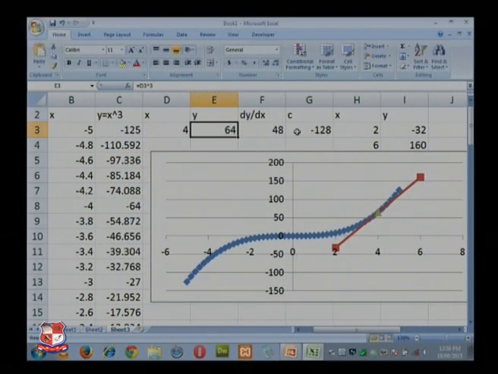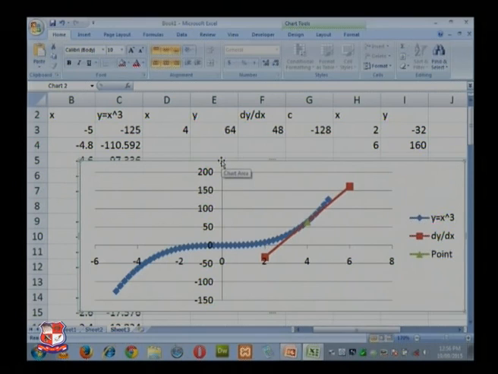From these two we can calculate c, the y intercept, and then we can take any arbitrary values. I have taken 2 points above and 2 points below that 4. So 2 to 6 I have taken, and it has automatically given these values, and this red line is the slope line. You can draw any graph and see the tangent of that graph. How easy it is.